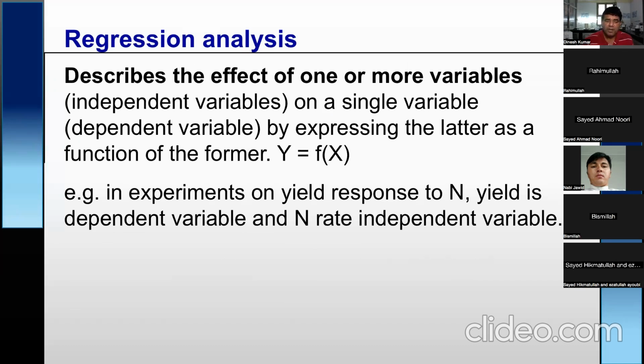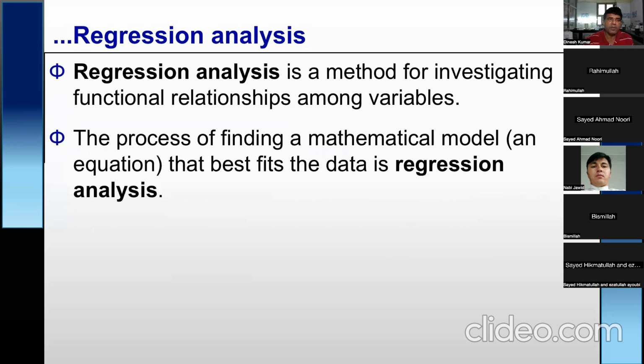One can be nitrogen, other can be phosphorus. One can be nitrogen, other can be herbicide doses. So there can be two independent variables, and one dependent variable; we can take grain yield, we can take plant height, we can take any one single variable, by expressing the latter as a function of the former. So y is a function of x. This is regression. In experiments on yield response to nitrogen, yield is the dependent variable and nitrogen rate is the independent variable.